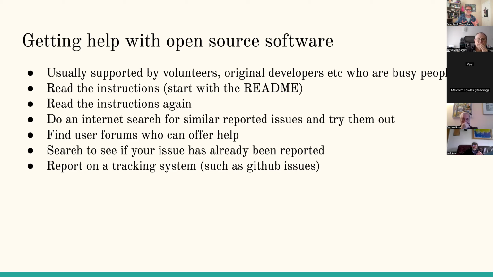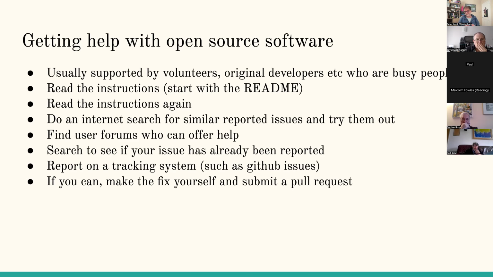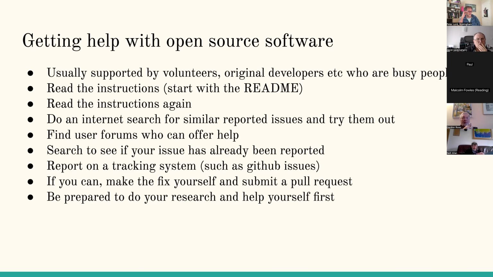And finally, once you've got to a point where you think, well, actually, I've got something new here, I do need to let them know of an issue, or I've got a suggestion for a new feature, or even better, you've got a fix for a problem, then report it on a tracking system such as GitHub Issues. And of course, if you can, this is the best way to engage with projects: make the fix yourself and submit a pull request. The bottom line is, with getting help with open source projects, you really have to do your research first, help yourself first before reaching out to the project team.